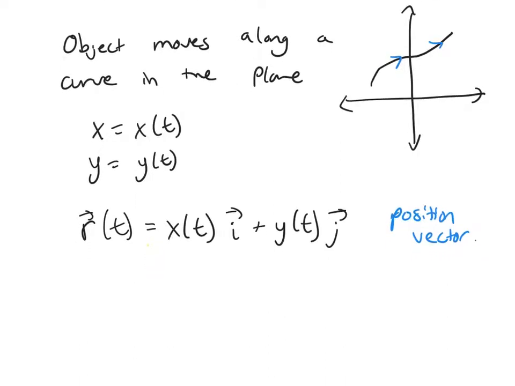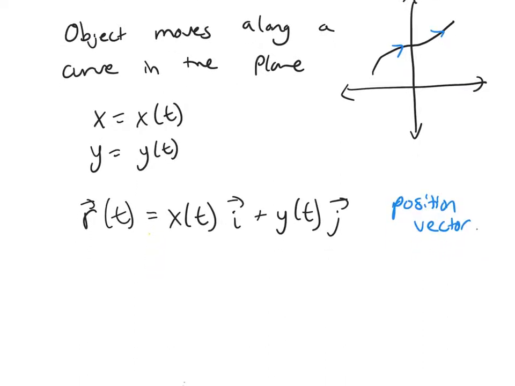And so how do we get velocity from position? We take the derivative. So to get v of t, it's the derivative of our position. So this is how we get the velocity vector.